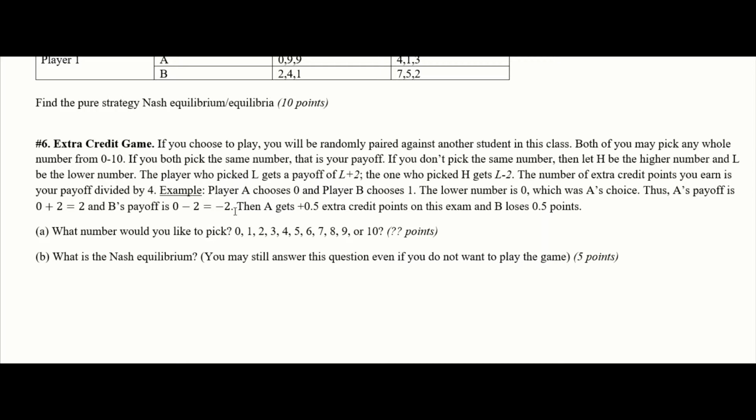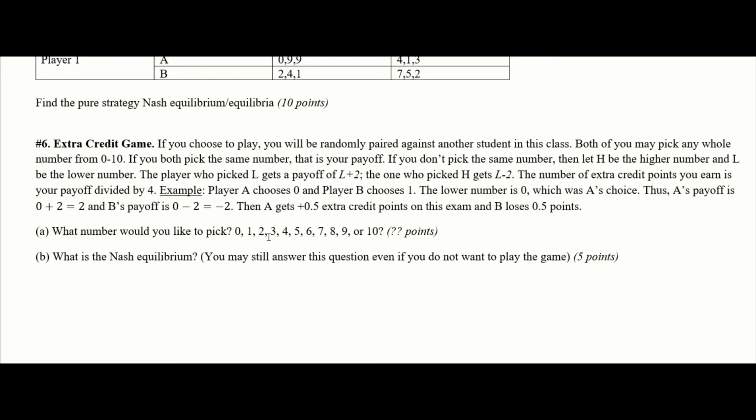So your extra credit points is just your payoff divided by 4. Because player A got positive 2, they get positive 2 over 4, which is 0.5. So student A is getting an extra 0.5% added to their grade for midterm 1. Player B got negative 2, so negative payoffs are possible, as you can see. Negative 2 divided by 4 is minus 0.5. That means player B would lose half a percentage point from their midterm 1 grade.